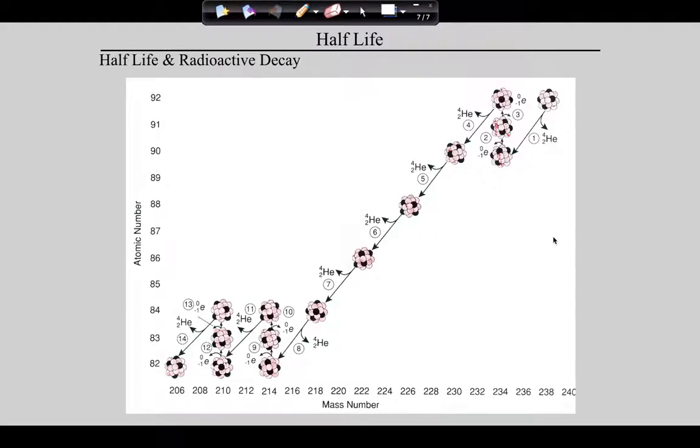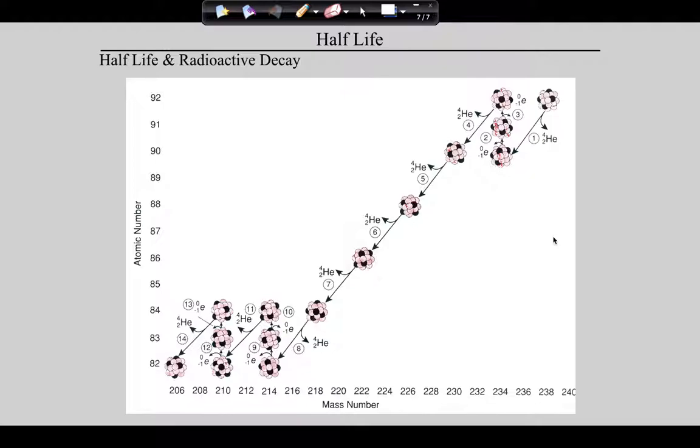The answer is actually this. Don't write it down. This won't be on the test. This is just fascinating, so let's talk about it. Guys, this is actually a representation of the life story of a uranium atom.